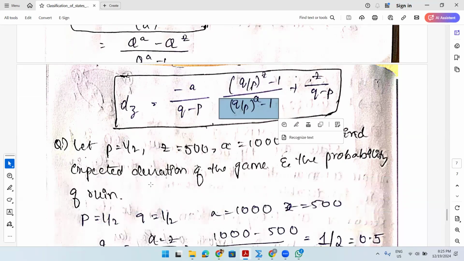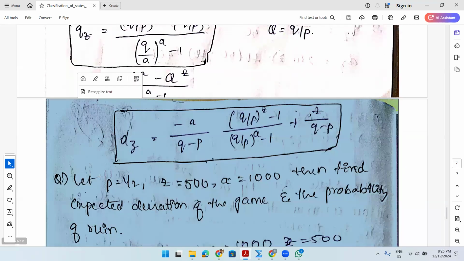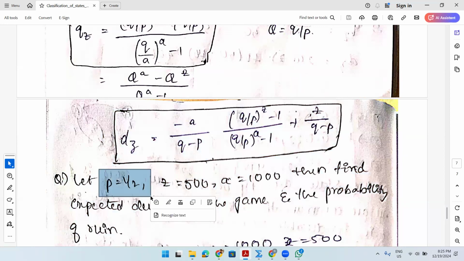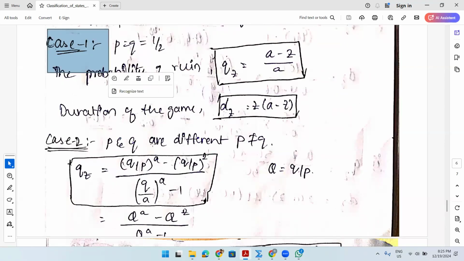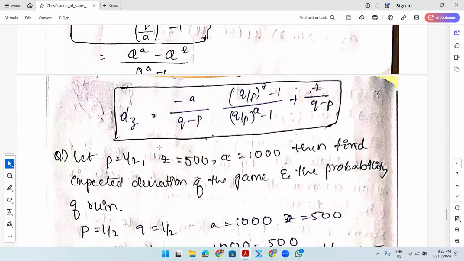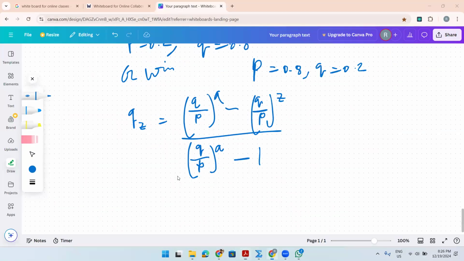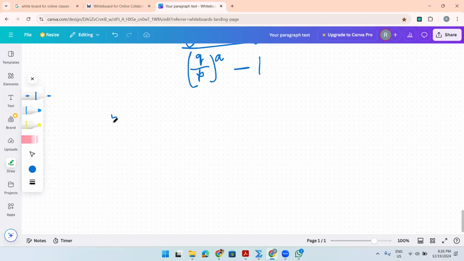Okay. Let us see a problem. Let P be equal to 1 by 2. If P is equal to 1 by 2, Q is also 1 by 2. 50-50 chances, so it comes to the first case. And Z, that is the gambler, has 500 rupees and the total is 1000 rupees. See here, the gambler has 500 rupees and the opponent will also have 500 rupees.